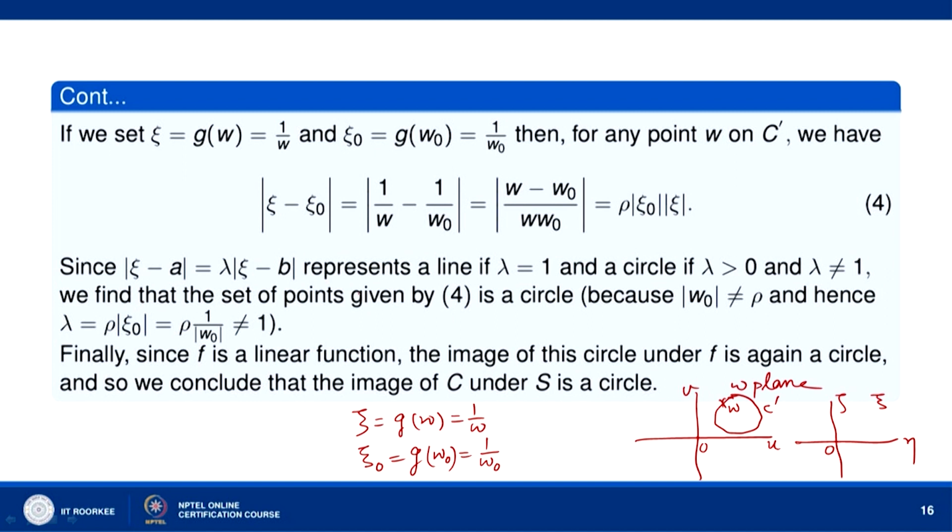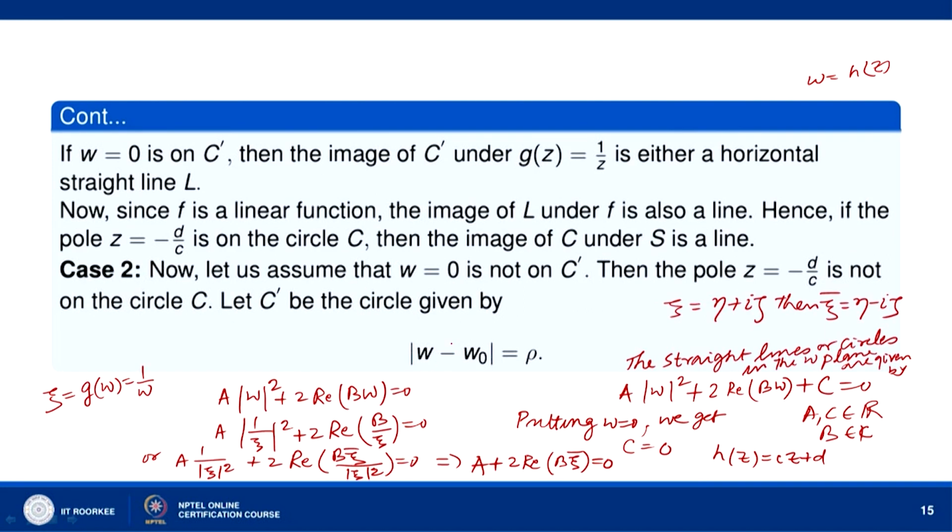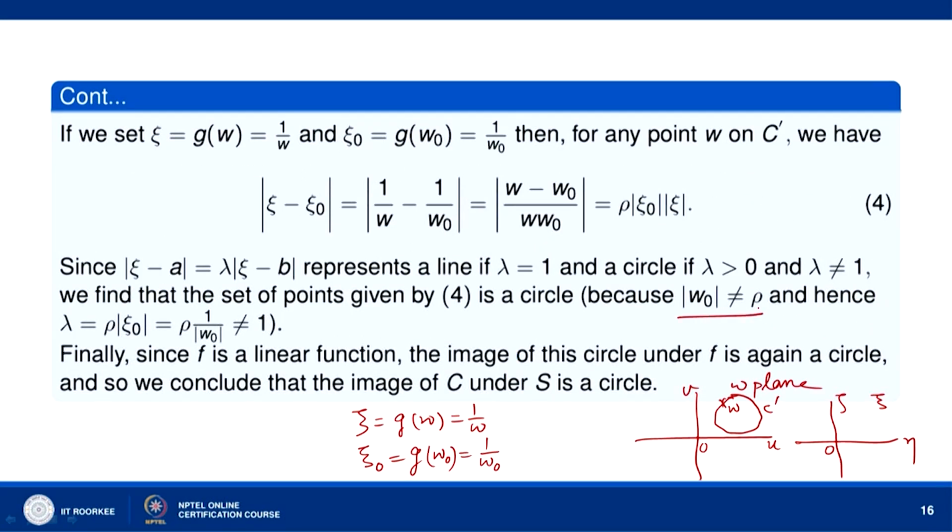Now, we find that the set of points given by this equation, mod of xi minus xi naught equal to rho times mod of xi naught into mod of xi, is a circle. Why? Because mod of w naught is not equal to rho, we have seen earlier. W equal to 0 does not lie on the circle C dash. So, mod of w naught is not equal to rho. And so, let us put lambda equal to rho times mod of xi naught, which is 1 over mod of w naught. So, rho into 1 over mod of w naught is not equal to 1.